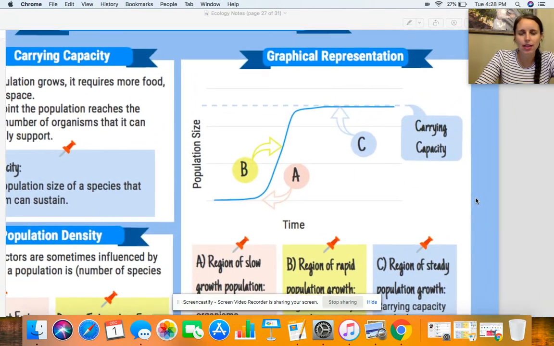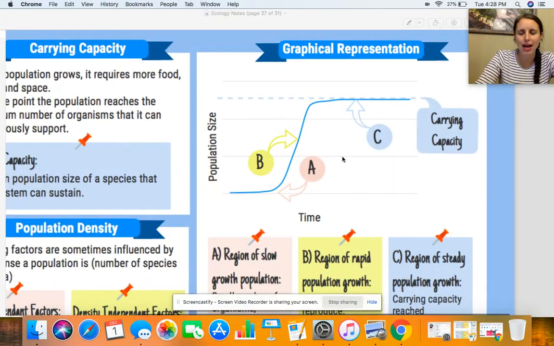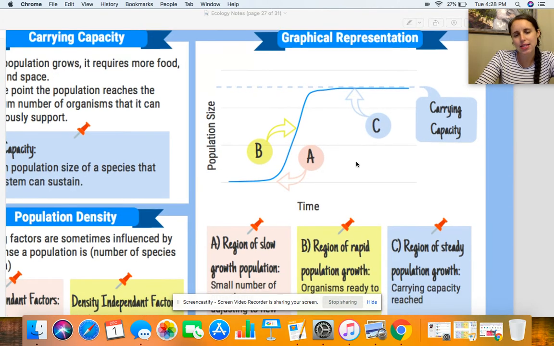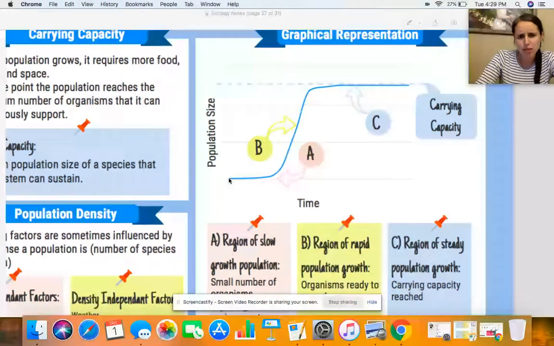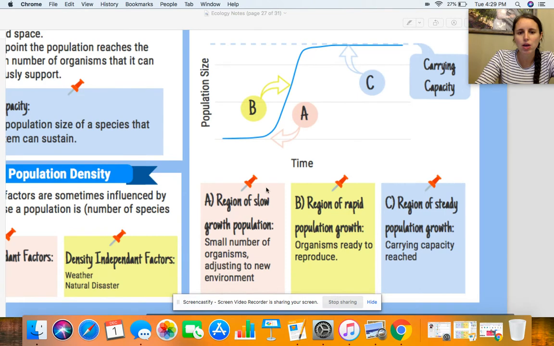So let's take a look at the carrying capacity graph, how we might actually represent this graph. And this is actually showing a species as it grows. So as a species grows in population, you can see it's going to grow over time. And on this axis, we have the population size. It's actually going to go through 3 different growth periods. So we can see growth period A here is actually a period of very, very slow growth. We call this the region of slow growth population.